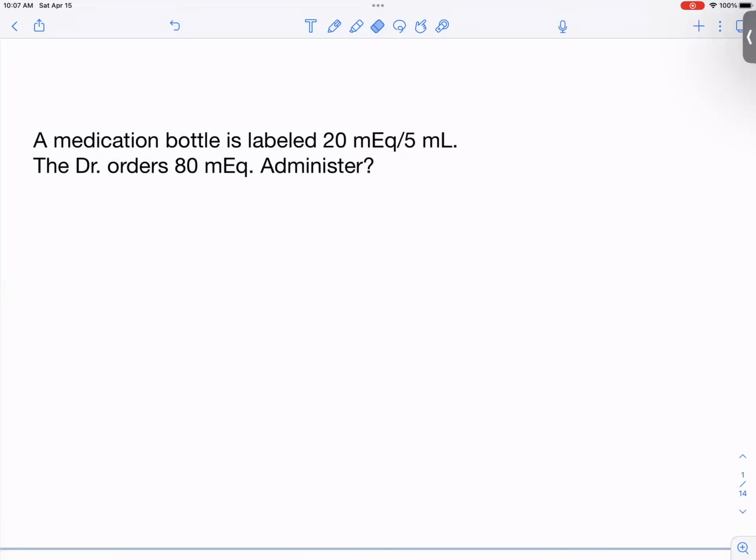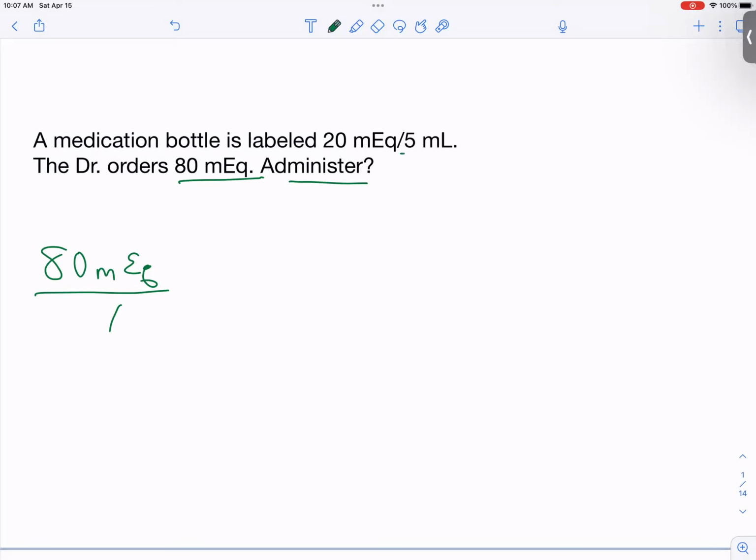All right, so this is a classic one factor. So the first thing we look for is that doctor's order, and that is our given. The doctor orders 80 milliequivalents. So I start with 80 milliequivalents. I like to put it over 1, you don't have to. And what am I solving for? What's my wanted? It just says administer. Well, what am I going to administer?